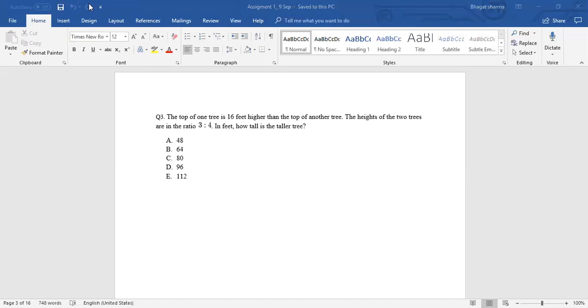So I let the common factor be x for both. So the taller tree is 4x and the shorter tree is 3x. Now we want to find the difference. So 4x minus 3x is 16, which makes x as 16. Then I did 16 into 4, which is 64. Oh, that's also a nice way. Great. So this is also one way to solve this problem.